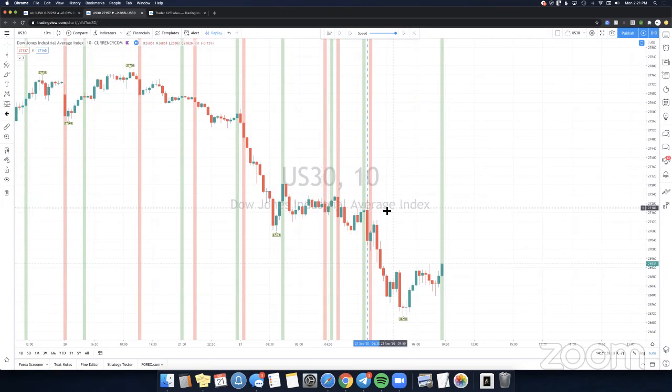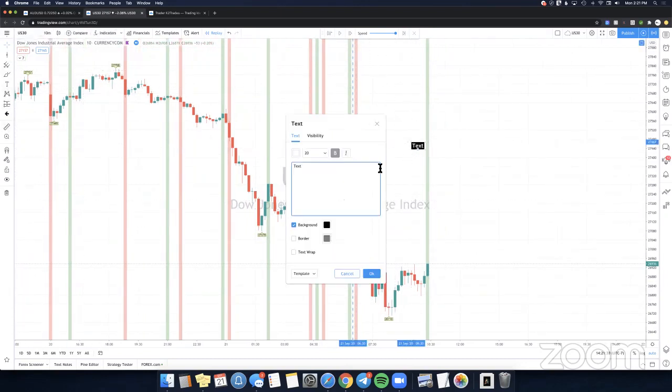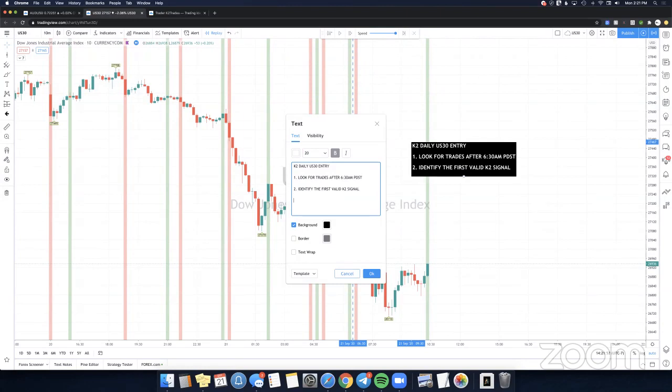So basically, 6:30 is when the market opens, and I'll put the requirements up here too. This is going to be the K2 daily US 30 entry. First, you're just going to look for trades after 6:30 a.m. Pacific Daylight Savings Time, then identify the first valid K2 signal, and lastly, you can enter on the open of the following candle.